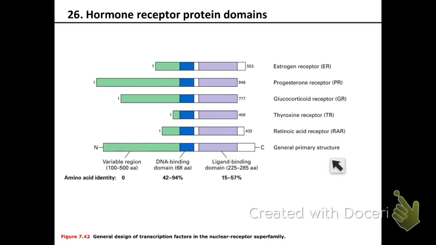So here is a general primary structure of a hormone receptor. They're made up of a DNA binding domain shown here, which is found in all of the hormone receptors. Another domain is called the ligand binding domain, the protein domain that binds to the hormone. And then there's a variable region here that contains part of the transcription activation domain. Examples of these hormone receptors are estrogen receptor, progesterone receptor, glucocorticoid receptor, thyroxine receptor, retinoic acid receptor, etc.